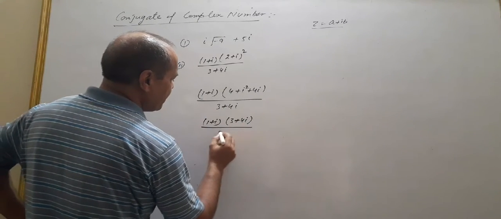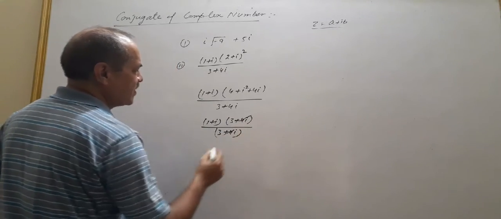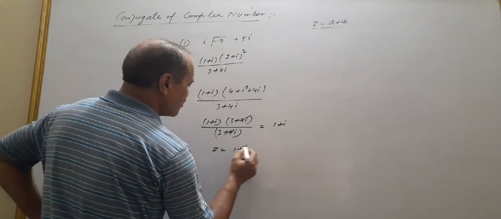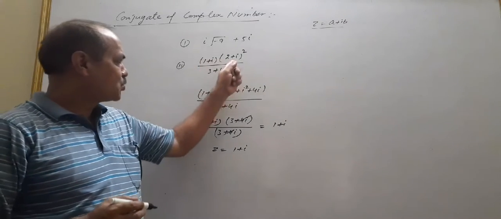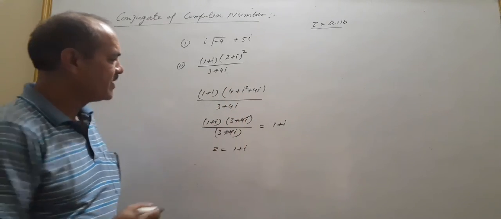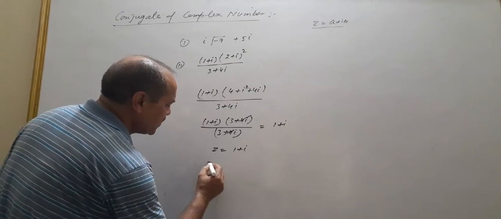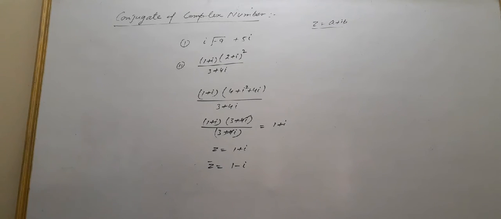I think it is clear. 3 plus of 4 iota. Now this 3 plus 4 iota cancel. This becomes 1 plus of iota, and the standard form of the complex number is z is equal to 1 plus of iota. See once again, by squaring this, iota square is minus 1, 4 minus 1, that is 3 plus 4 iota. Denominator numbers cancel, therefore z standard form of this, and conjugate of this is equal to 1 minus of iota. So this is the conjugate of a complex number.